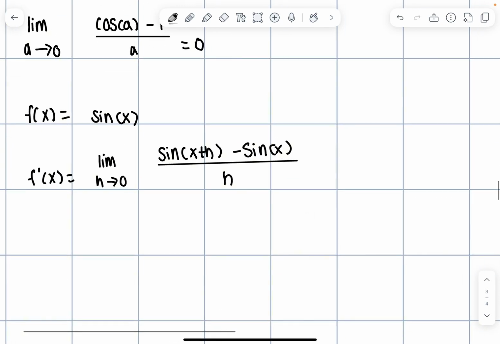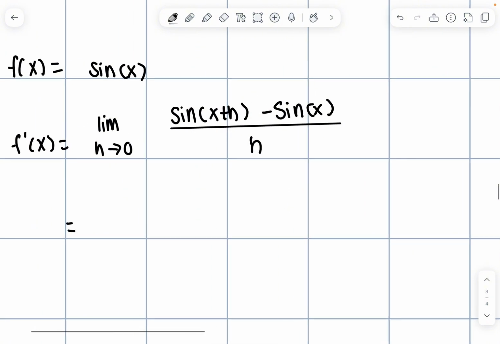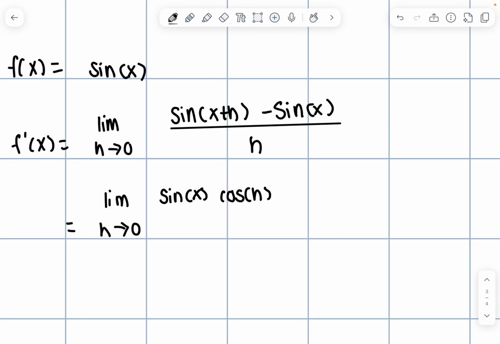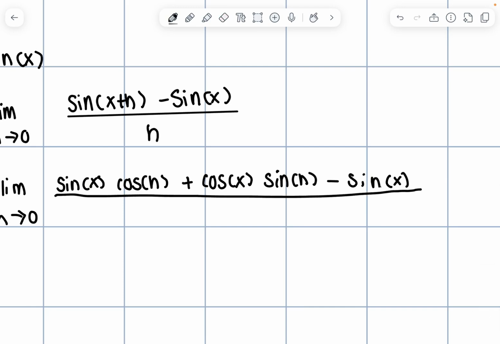And what we can do here is, because this is a compound angle, we can use the compound angle formula. So the limit as h tends to 0: the compound angle formula for sine of a plus b gives sine of x cosine of h plus cosine of x sine of h, and then minus sine x, and that's all divided by h.